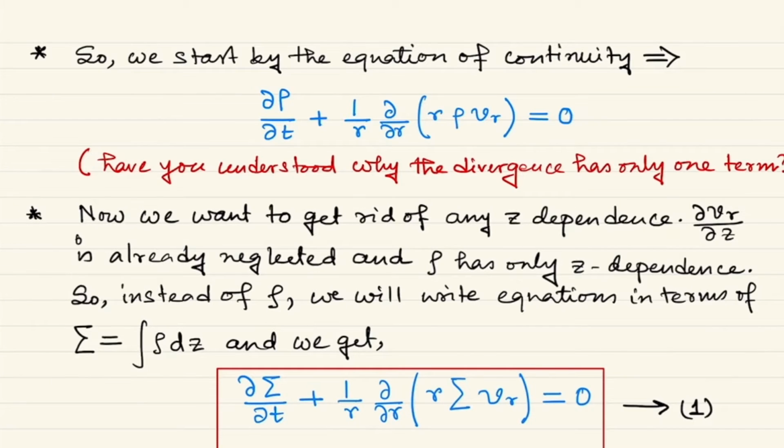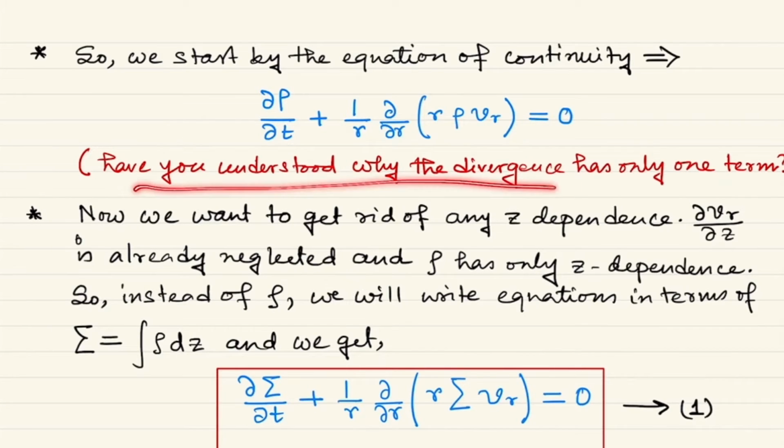First, we have the equation of continuity, which in cylindrical coordinates is written as del rho by del t plus 1 by r del by del r of (r rho vr) is equal to 0. Now this is my question to you.